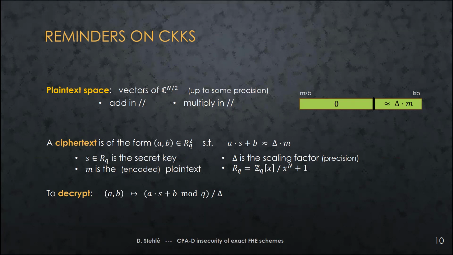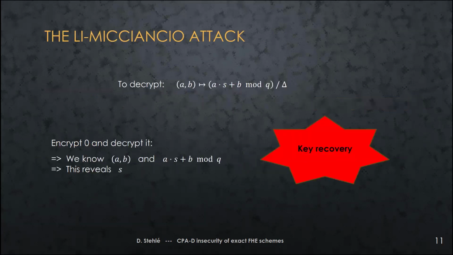Okay, so how do I attack it for INDCPA-D security? Decryption is a linear function of S, up to the scaling factor, but the scaling factor is public, so I can forget about it. I can ask for an encryption of 0 and ask to decrypt it. I know (A, B), and then I learn A times S plus B. So I have a linear equation in S, and this reveals S. Just one decryption reveals the secret, and that's it. It's a key recovery attack.